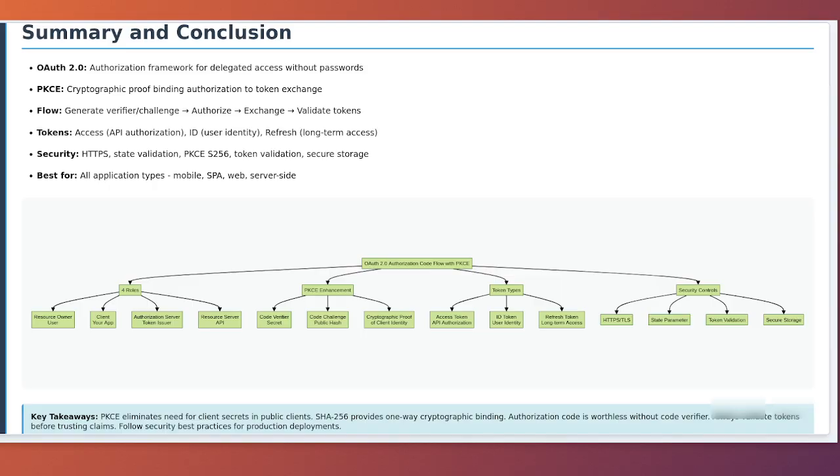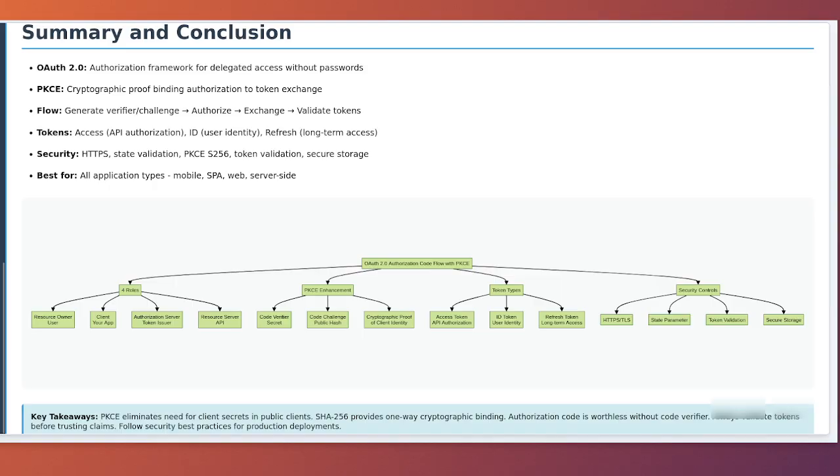Access tokens authorize API requests and can be opaque strings or JWTs with embedded claims. ID tokens provide identity information about the authenticated user and are always JWTs with standard OpenID Connect claims. Refresh tokens enable obtaining new access tokens without re-authentication and should be stored securely and used carefully.